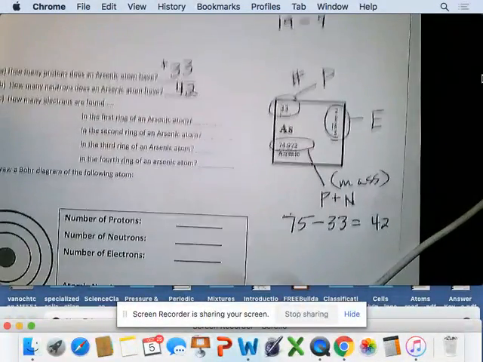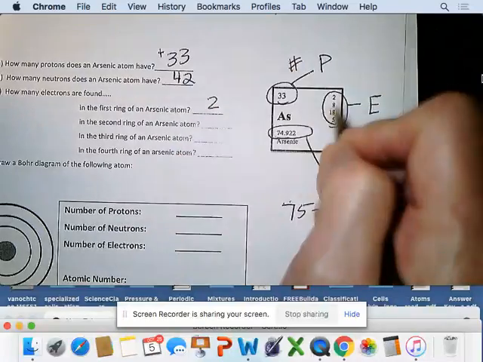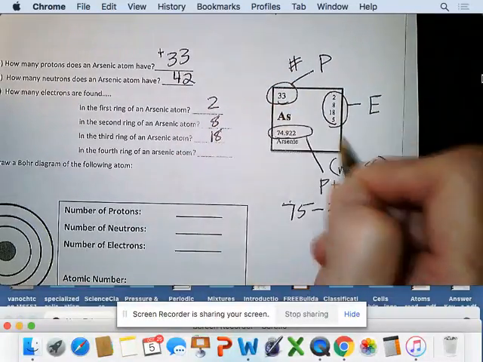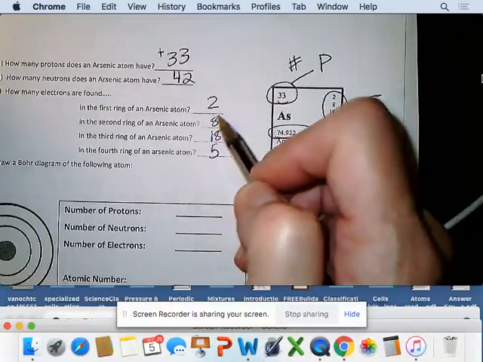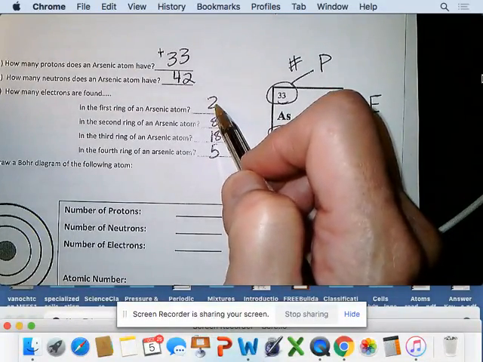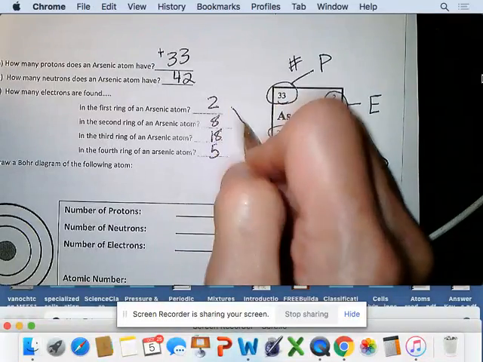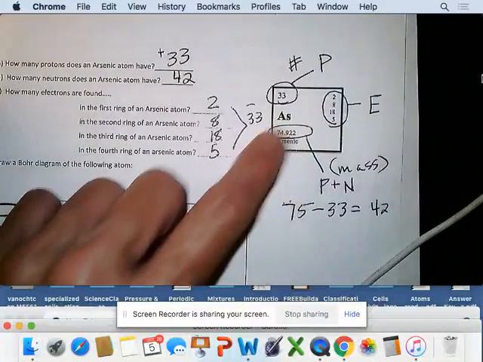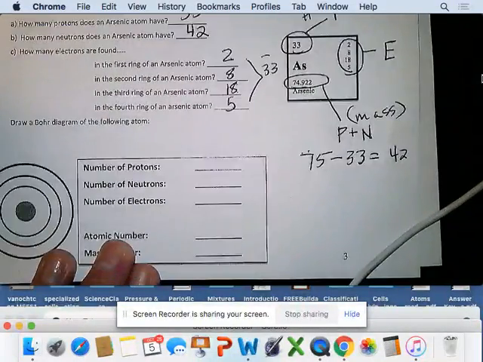Okay, so now how many in the first ring? We've got our 2. How many in the second ring? 8. 18 in the third ring, and 5 in the fourth ring. And if we were to add those together, 2 plus 8 is 10, plus 18 is 28, plus 5 is 33. So that's going to add up to 33 electrons. So again, the protons and the electrons equal each other. All right, let's do our last one.